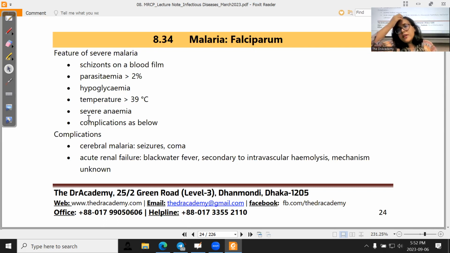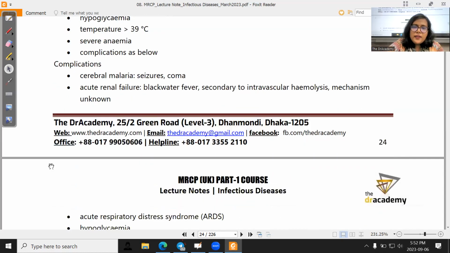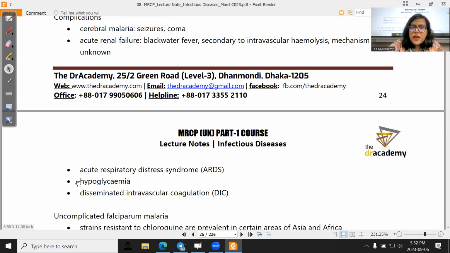Complication, it can cause cerebral malaria, very bad, particularly in our country from the Chittagong or the hilly area. We commonly encounter these kind of patients. It can also cause acute renal failure in the form of black water fever. And this occurs because of the intravascular hemolysis. And there is development of ARDS, hypoglycemia, DIC. These are the complications, okay?